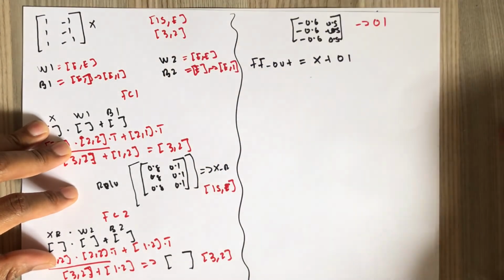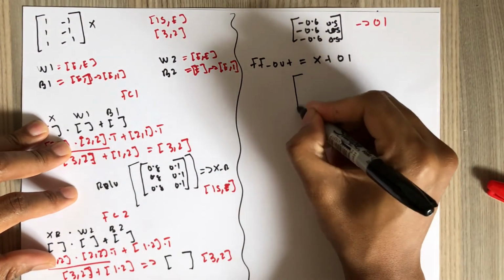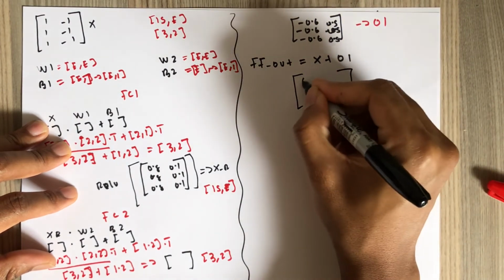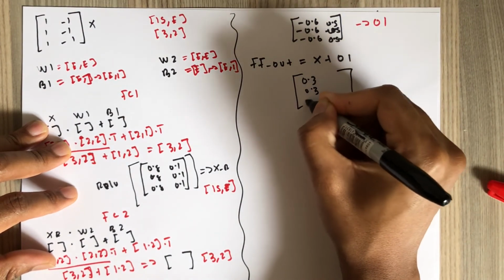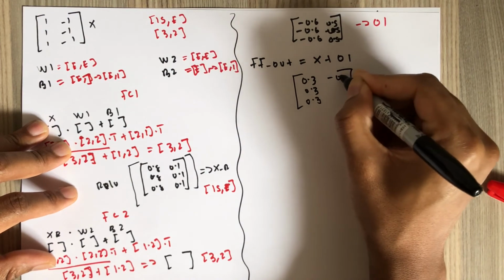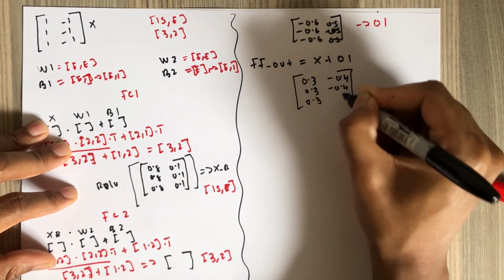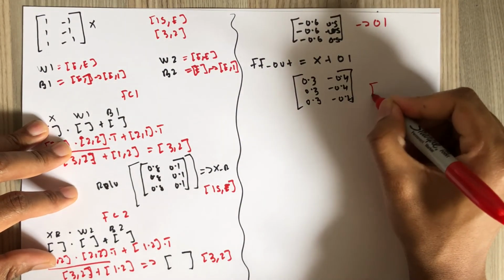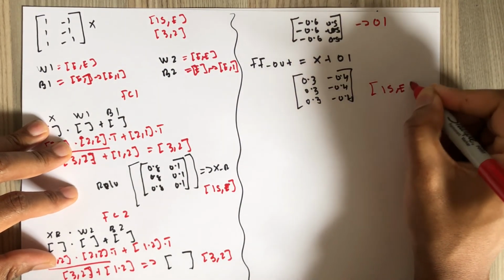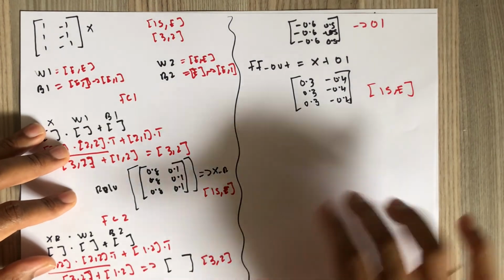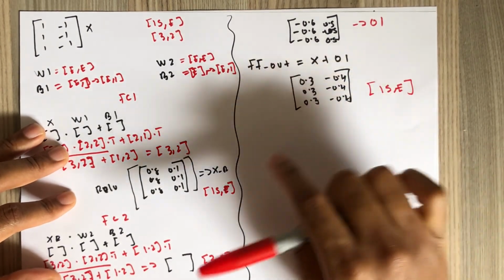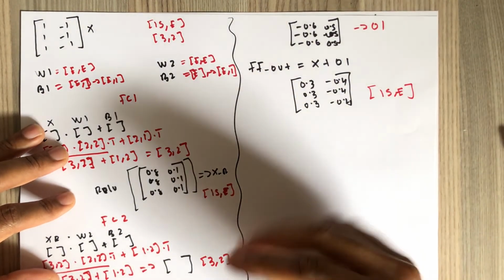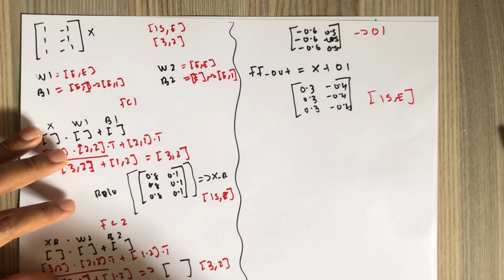And I did calculate this. It is 0.3, 0.3, 0.3, -0.4, -0.4, and -0.4. And it also has a dimension of IS by E. And this is what goes into the final normalization that we will take a look at in the next video. Thank you.